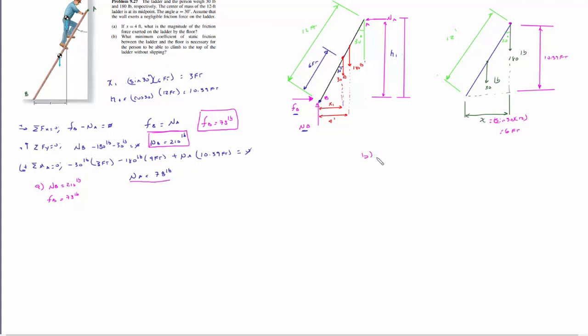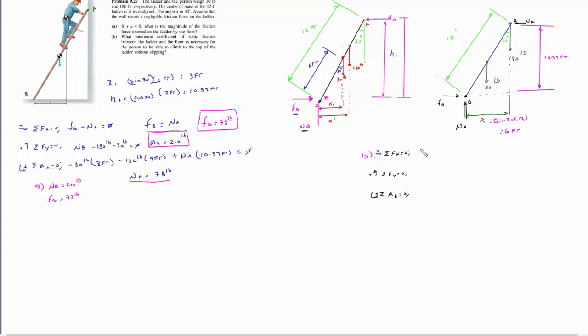So when we're solving for part B, we do the same thing. We're going to sum our forces in the x, sum our forces in the y, and again sum my moment about point B. Again, this is point B, this is point A. Our forces do not change, so our friction and our normal stay the same, and also our normal at A.